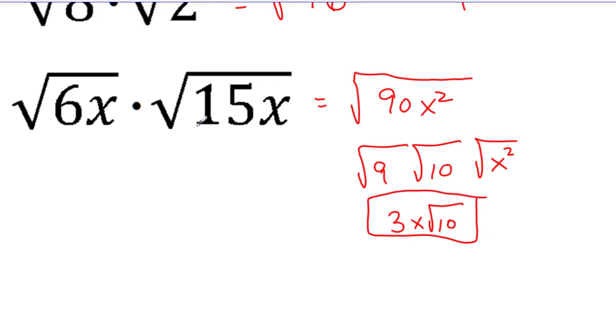Okay, but again, big idea here. If I ask you to perform this operation, just multiply the radicands together, and that product will go under its own radical that will have the same index that we started with.